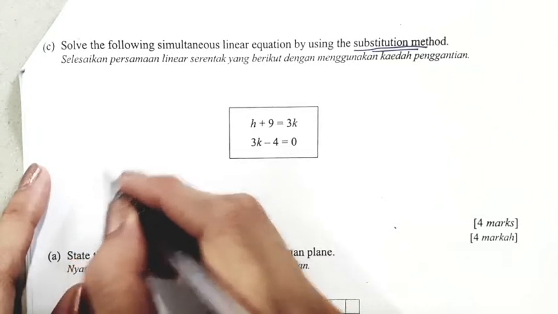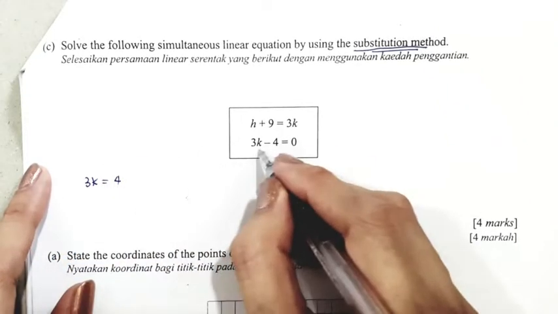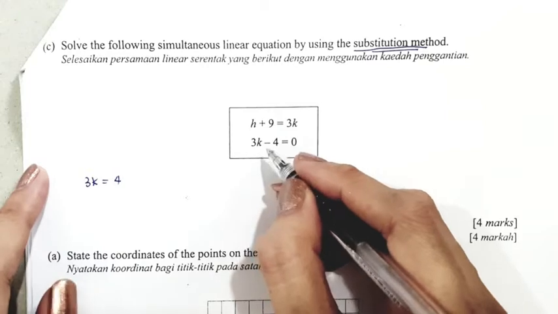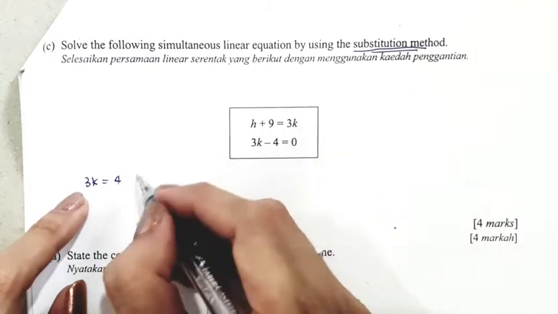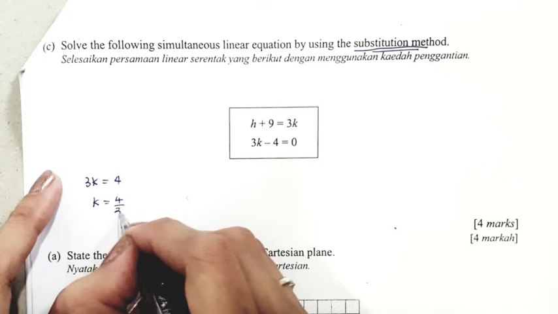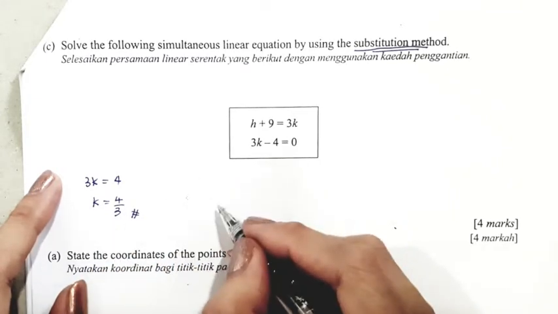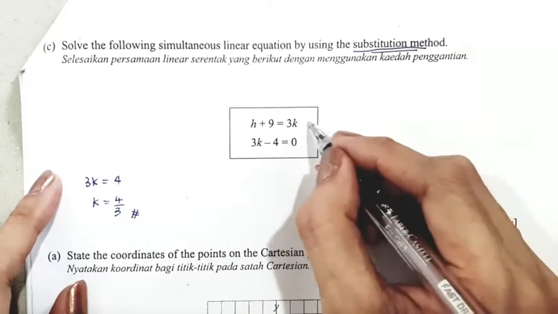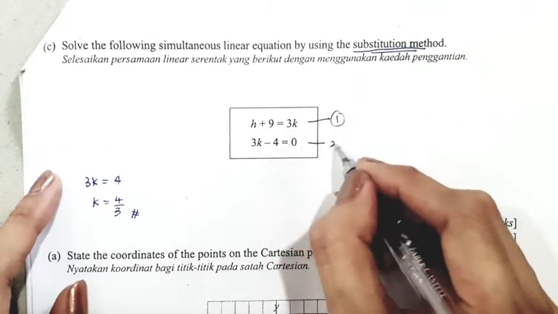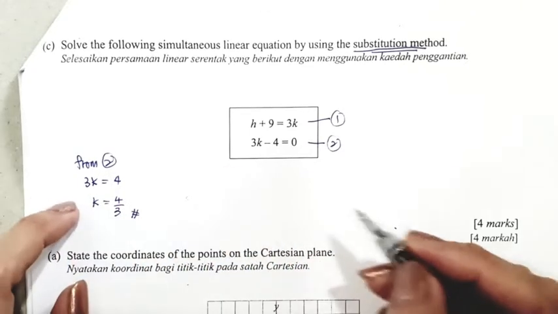So we have 3k equals 4 for this one from here. 3k equals 4. And there's 3k over here. So we can find k right away. K is actually 4 over 3. Found it. And next, we substitute k equals 4 over 3 into the first equation. This is the first equation. This is the second equation. So from the second equation, 3k equals 4.